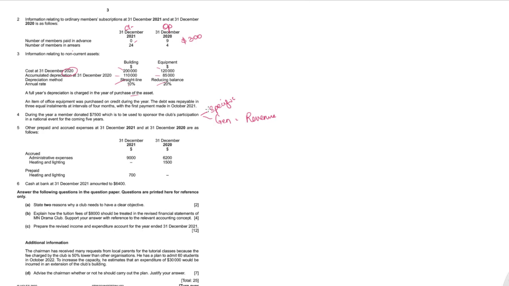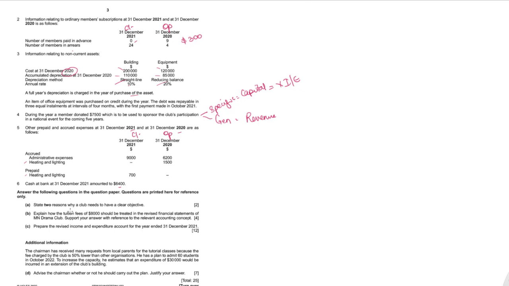We will be transferring only that part of the donation to the income and expenditure account which is used for the specific purpose. But in this year, no amount is used for that specific purpose. So the entire donation amount will be a capital receipt and it will not be transferred to the income and expenditure account as income. Other prepaid and accrued expenses at 2021 and 2020 are given. So again, closing and opening: admin and heat and light, okay, first two are accrued, then prepaid heat and light. Cash at bank at the end is given as 6,400.